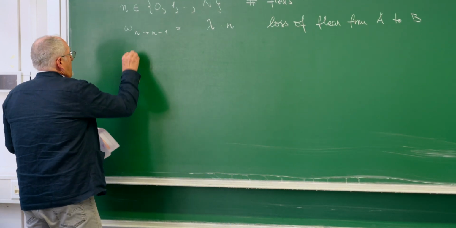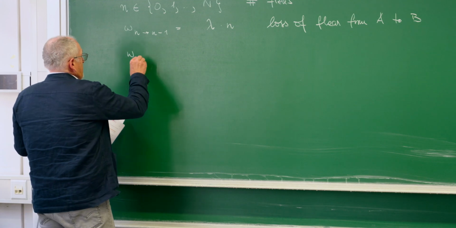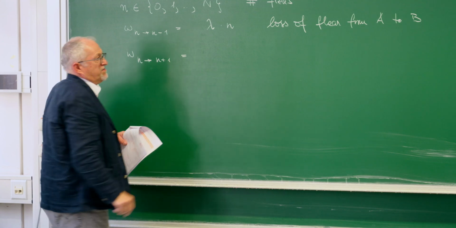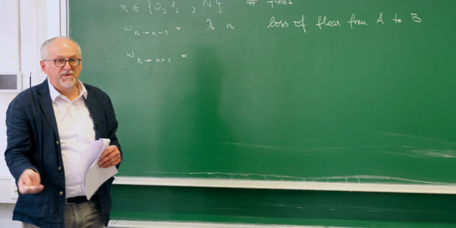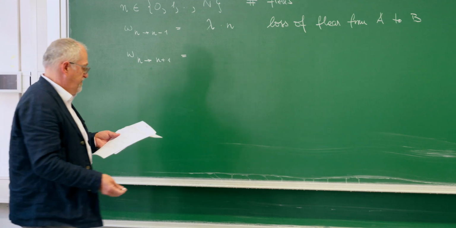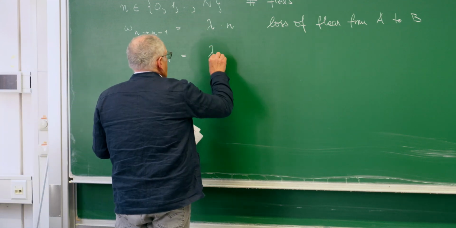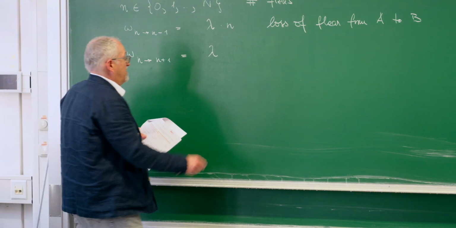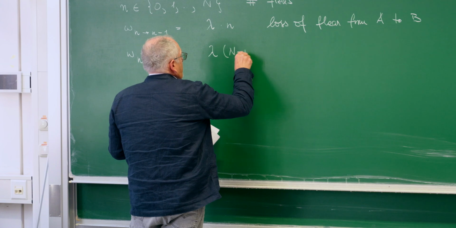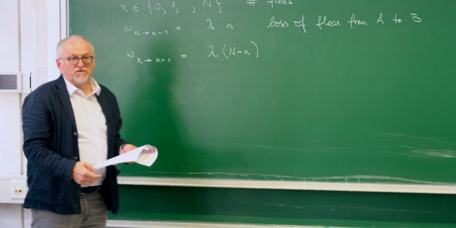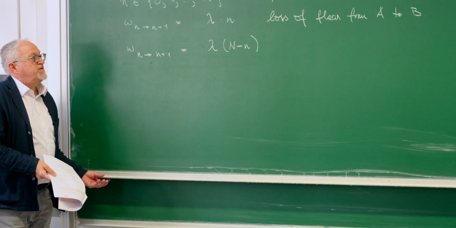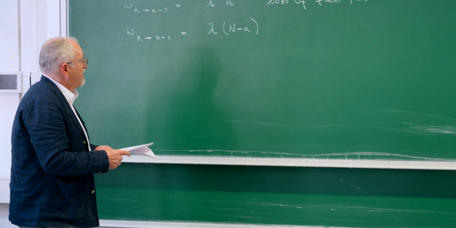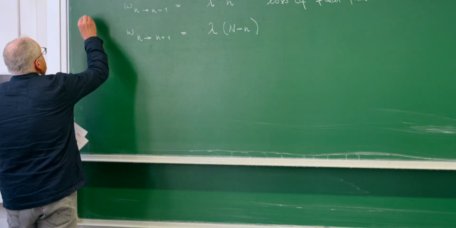You can also have a gain, n going to n plus 1. That means the fleas have to come from Bob, and let's say that the rate is the same. So with the same rate that you lose fleas to Bob, you gain from Bob, but then the corresponding rate has to be the size of the population on Bob, and that's the complement of n, so capital N minus n. That's the rates that we have.